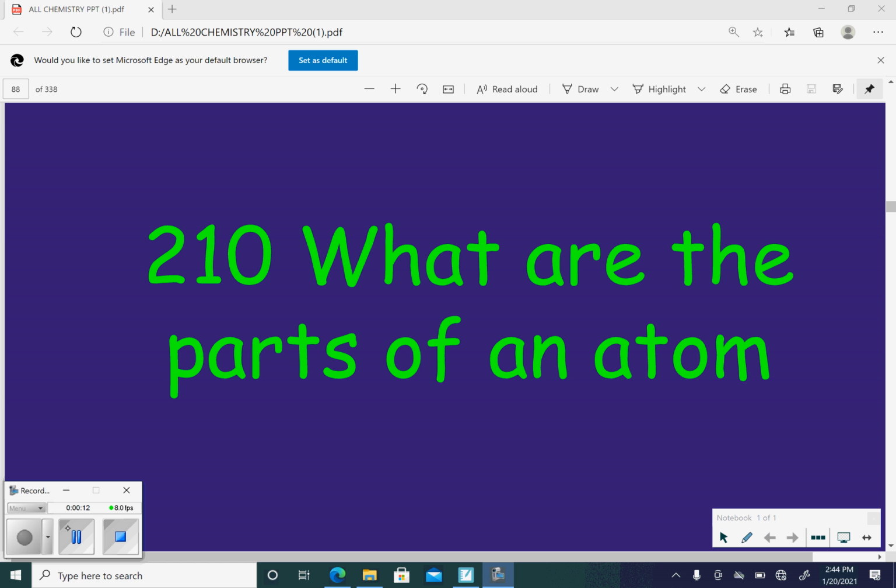We're going to start on 210. What are the parts of an atom?